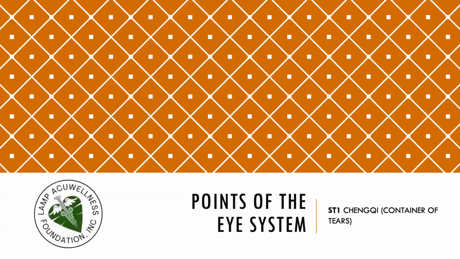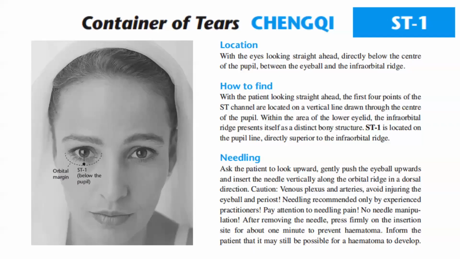Let's discuss the points of the eye system. Stomach 1, Chengqi, container of tears. Stomach 1 is located, when the eyes are looking straight forward, directly below the center of the pupil between the eyeball and the infraorbital ridge.